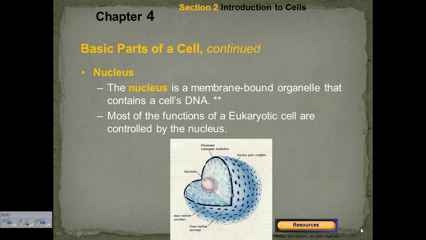Alright, so the nucleus is surrounded by a double membrane. Does everybody see that in the second line down? This is usually going to be your largest organelle. Typically, there's only one nucleus in a cell, but sometimes there's more. Like a paramecium sometimes has more, a euglena or a protist. But most of the time, your cell just has one nucleus.